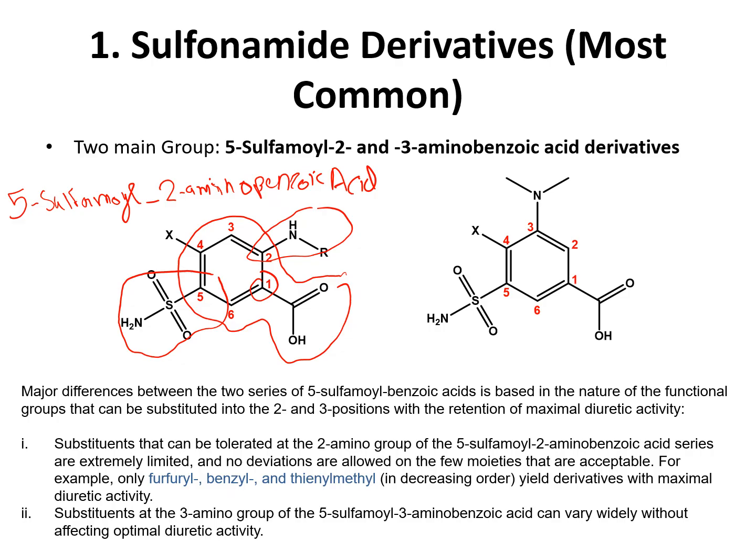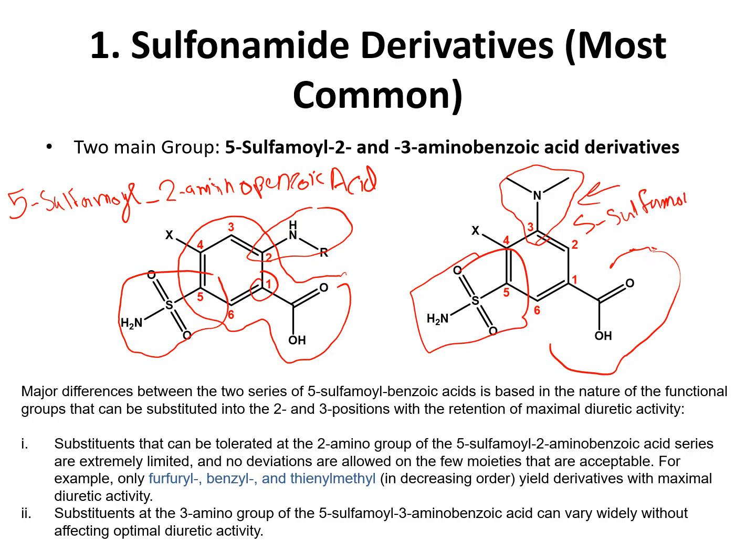This is the structure. On this side, you will have the same name, except on the 3 position you have the amino. Okay, so this is the 5-sulfamoyl 3-aminobenzoic acid derivative. Okay. So it's 5-sulfamoyl 3-aminobenzoic acid derivatives. I can write this down if you want. It's one word only because the space is limited. Benzoic acid. Okay. So this is the name of that compound.